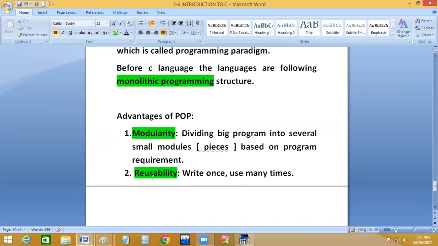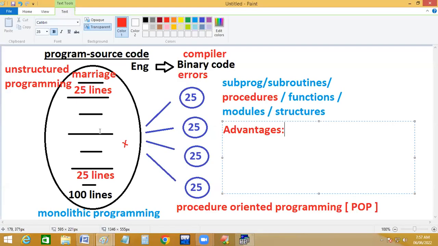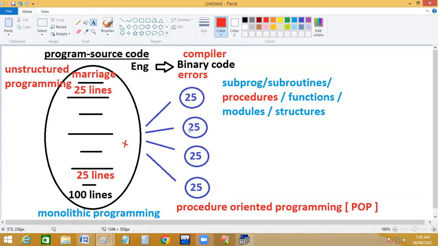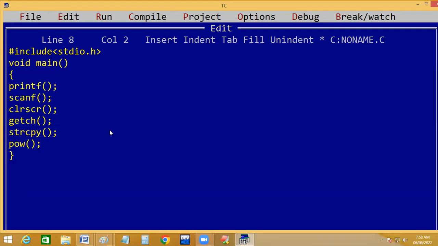Now with this example, you can understand what monolithic programming is and what POP programming is. Now tell me guys, in monolithic, how many programs are there? Only one program, no? And in POP, several programs. Am I right? Mono means one. We use only one program, and in POP the same program is divided into several small pieces. Now watch it. I want to prove it with a practical example.